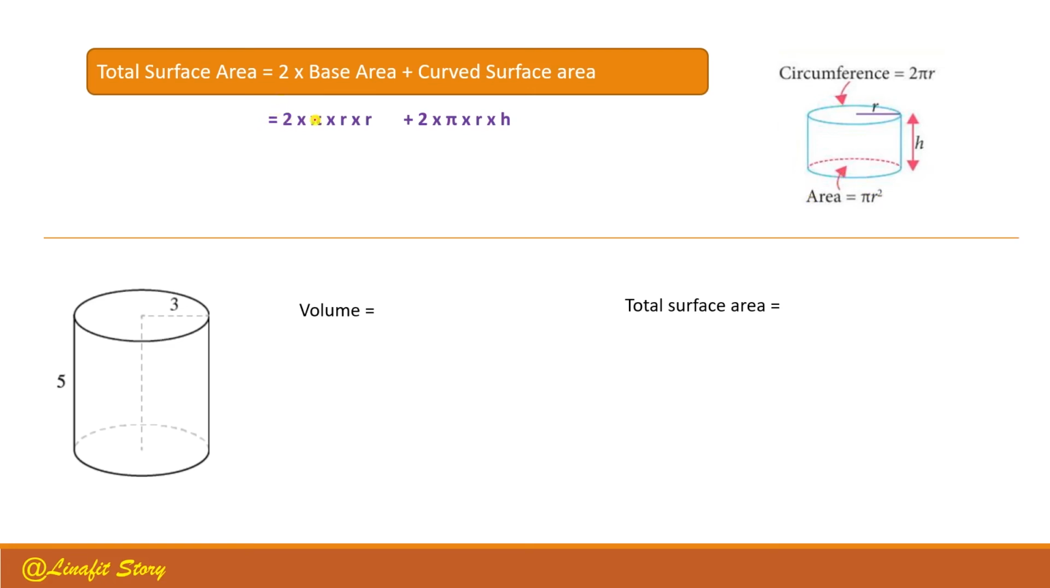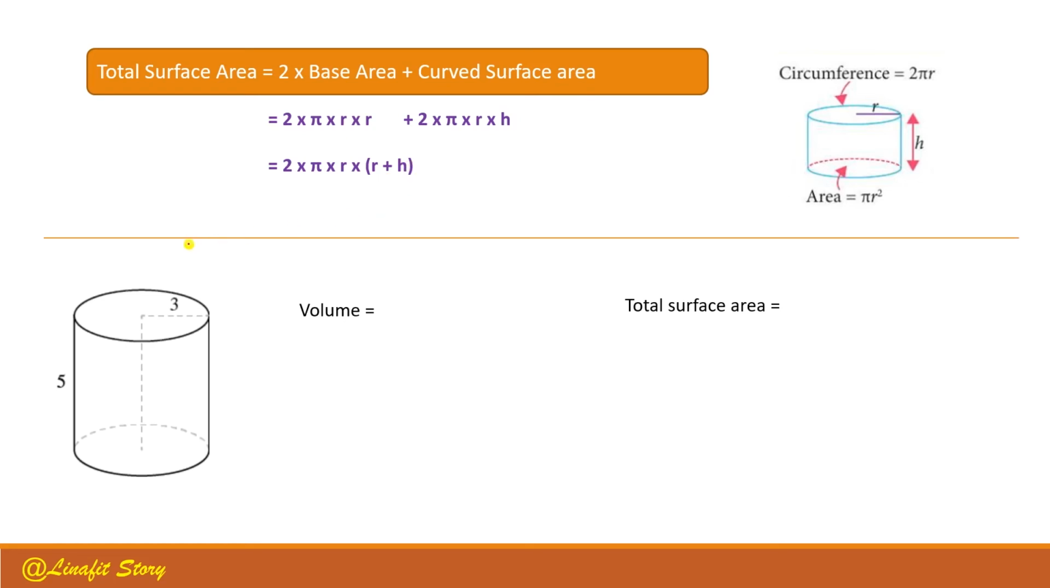The area of a circle is pi times radius times radius. So 2 times base area, 2 times pi times radius squared, plus 2 times pi times radius times height, is equal to 2 times pi times radius times, open bracket, radius plus the height of the cylinder, close bracket.